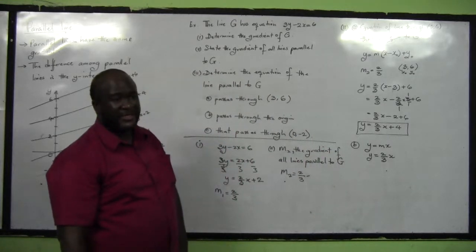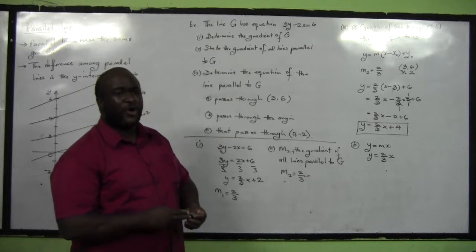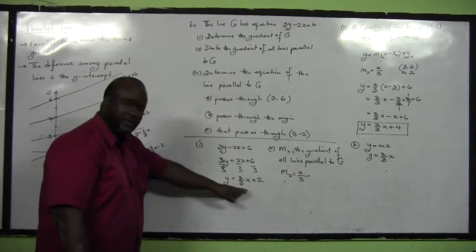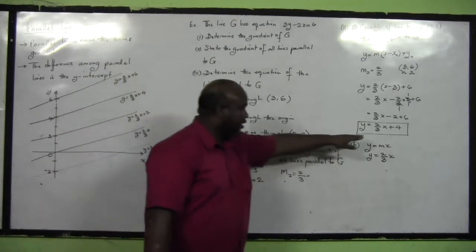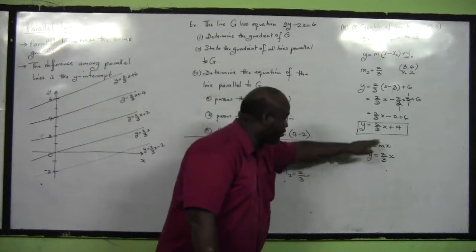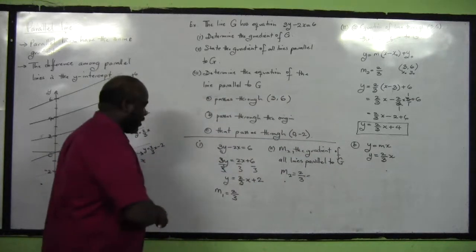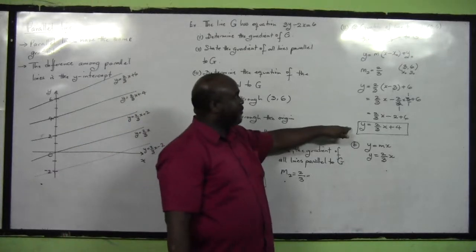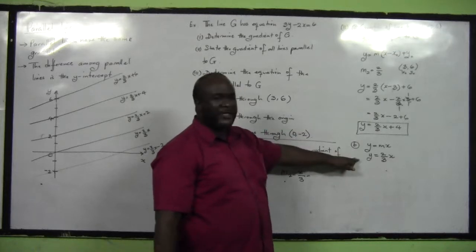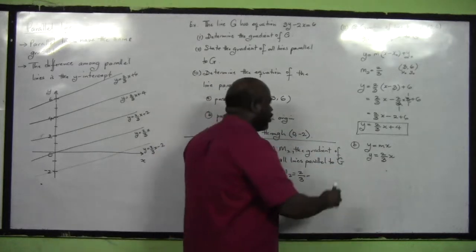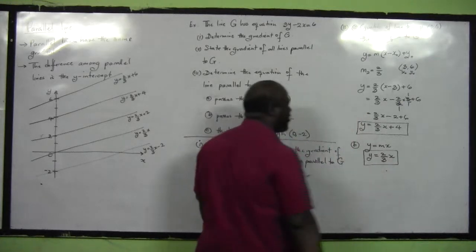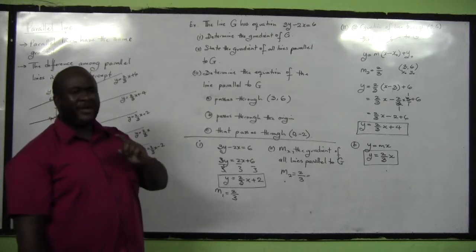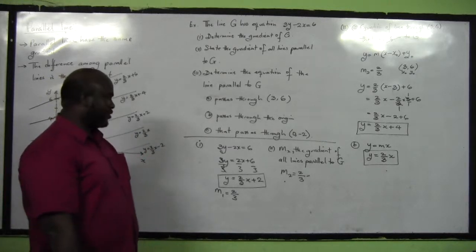Is there any c? Did I need the formula? No. Look at these 3 lines. Are these 3 lines parallel? Yes. This is one, this is G. This is parallel to G and passes through 3, 6. This is parallel to G and passes through the origin. Look at these 3 lines. Are they parallel? Yes. How do I know they're parallel? Parallel lines have the same gradient.